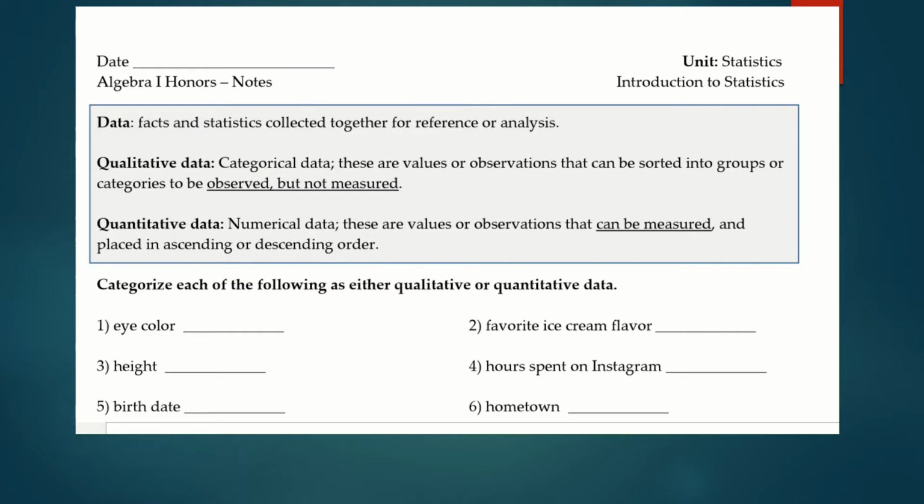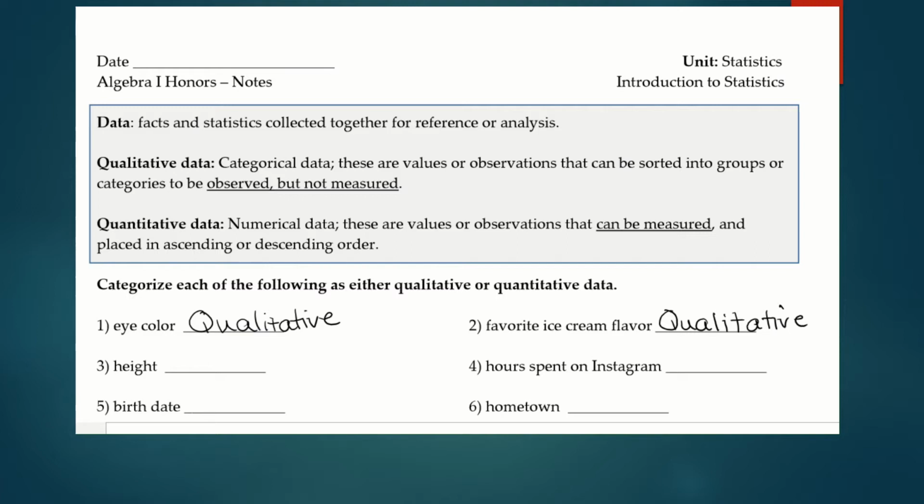So for example, eye color. If I'm looking at eye color, it cannot be measured. If I just ask everybody, what is your eye color? That's not something where the data we're going to get back is going to be measurable. So we would classify eye color as qualitative data. It's categorical data. Favorite ice cream flavor. Same thing, qualitative data, the responses are not something that can be measured.